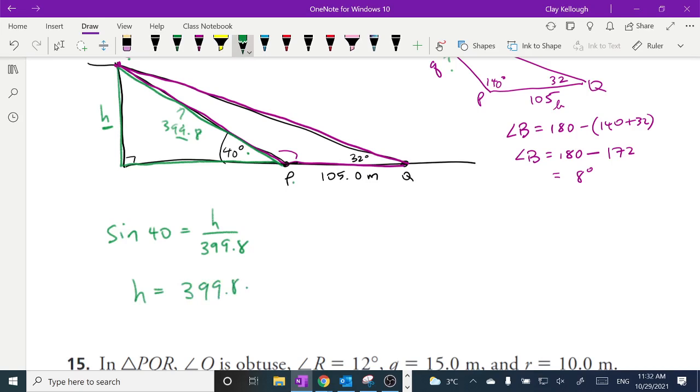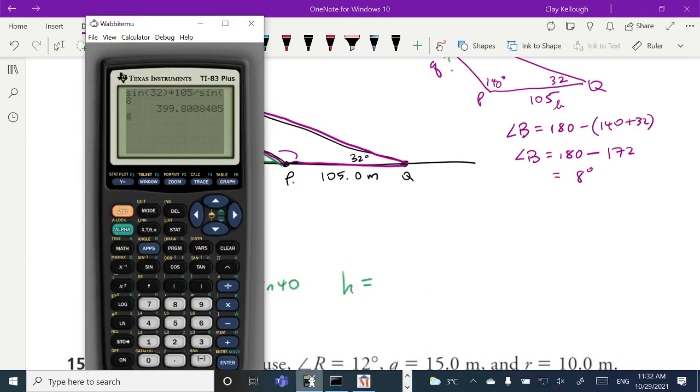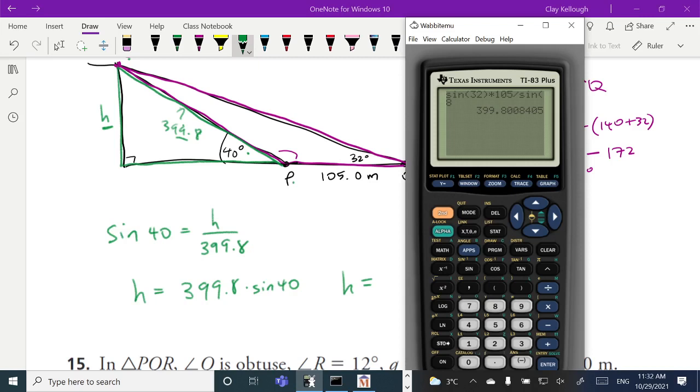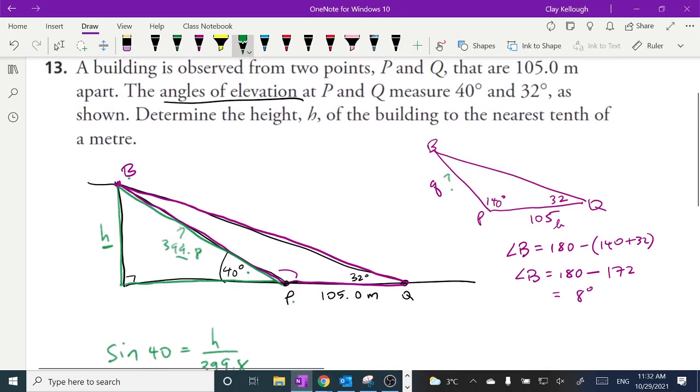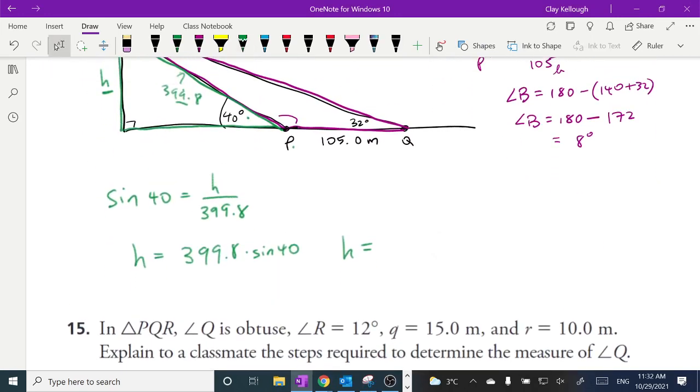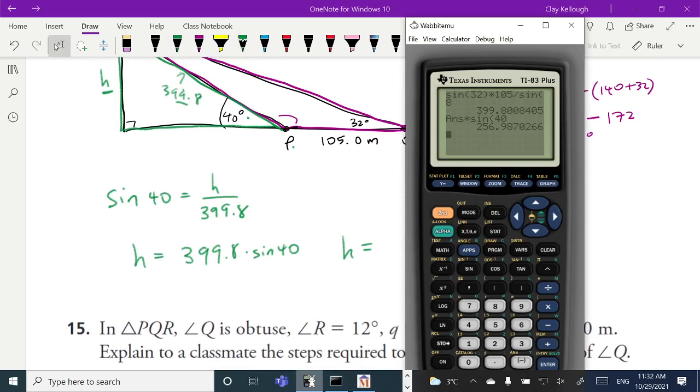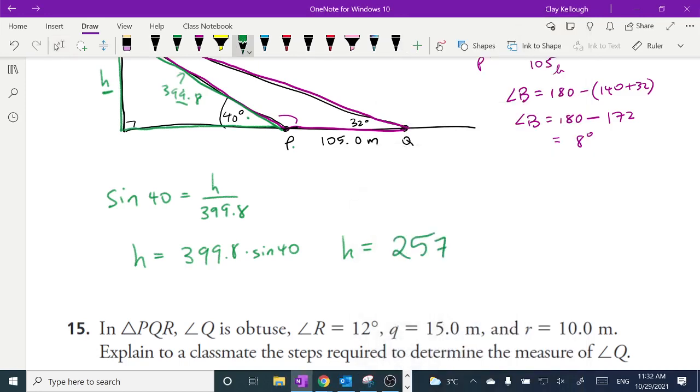That number I just had times the sine of 40. So that final answer is, move over you, my answer I just had times the sine of 40. And there it is. The building is 256.987. What do they want us to round to? Nearest tenth. So come back, answer, where are you? So to the nearest tenth, I'm rounding at the 9, but that makes it go up. So it's 257.0 meters. So there's number 13.